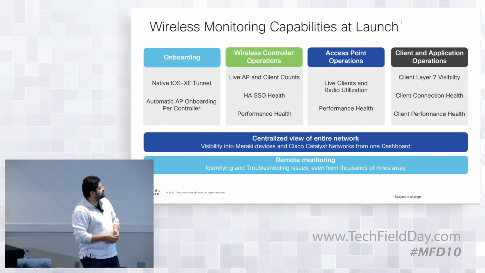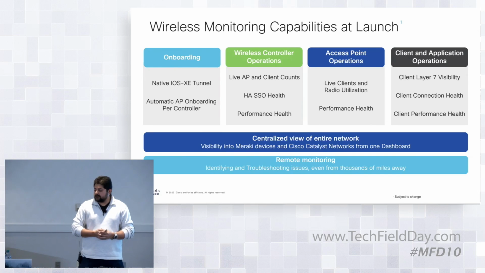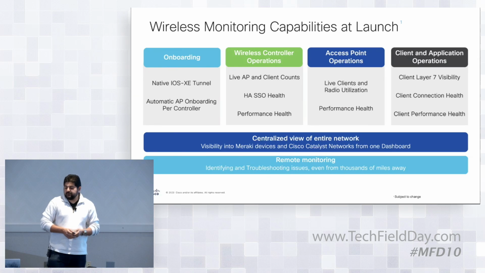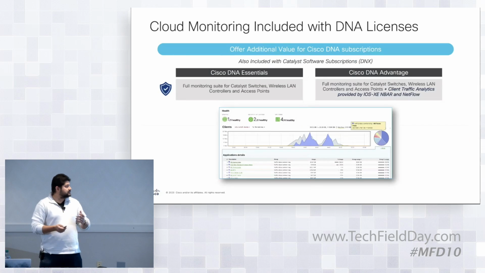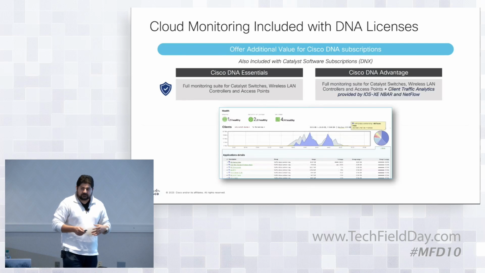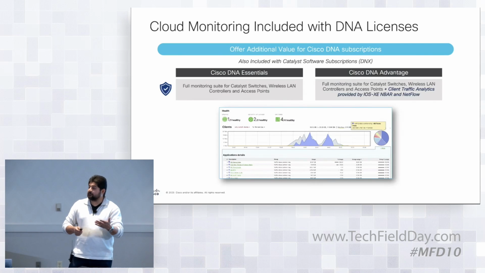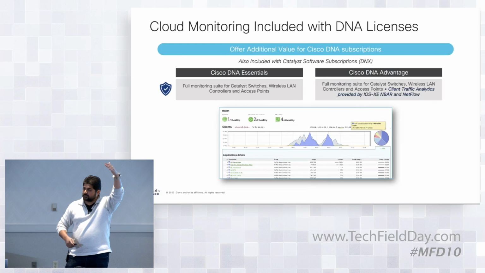Last but not least, just reiterating the licensing piece. I think you will have this available through the base licensing or DNA Essentials and DNA Advantage, right? The NBAR information is available only through DNA Advantage, but you can see all the different applications that you can start seeing.